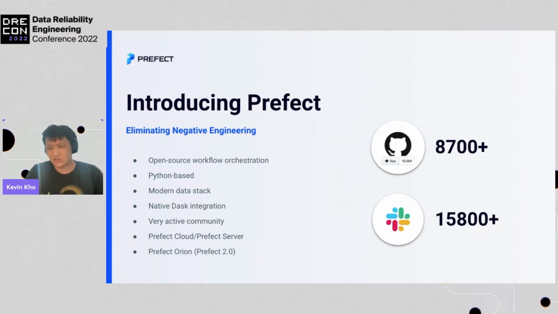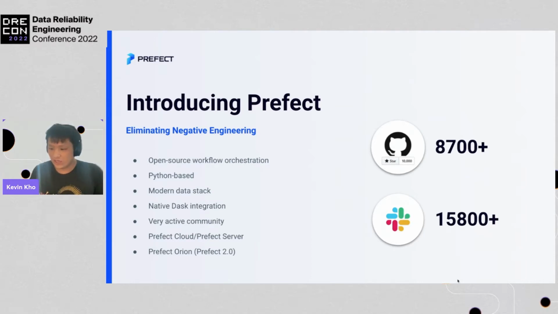Prefect is a Python-based workflow orchestration tool, but more importantly, it's designed for the modern data stack and has a native Dask integration. Dask is a distributed compute framework, and now we also have Ray integration as well. These distributed compute frameworks allow us to scale our pipelines to multiple machines, run tasks on multiple machines, and then collect and track the state of those tasks across the workers on the cluster.